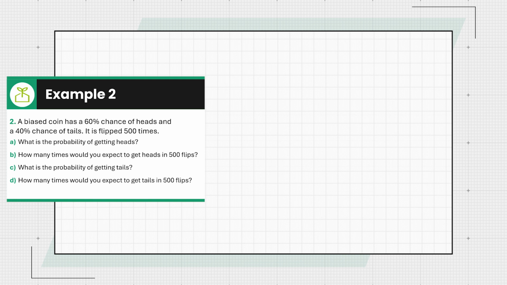Alright, let's get started. So for A, what is the probability of getting heads? Well, remember that 60% is the same as 60 out of 100. We can simplify that down to 6 out of 10, and that can be simplified further to 3 out of 5. Now, that's our probability of this occurring.